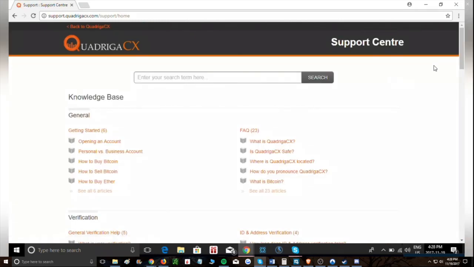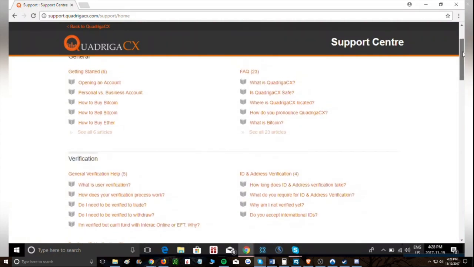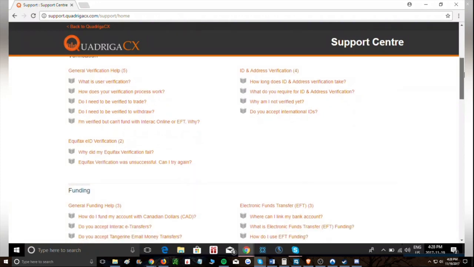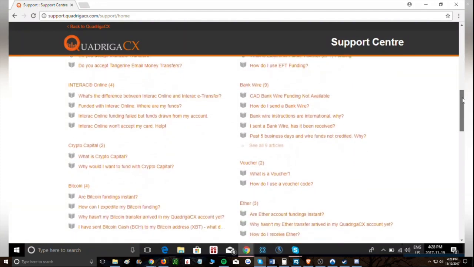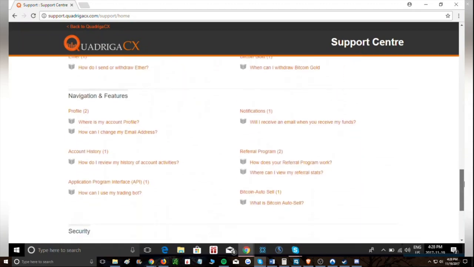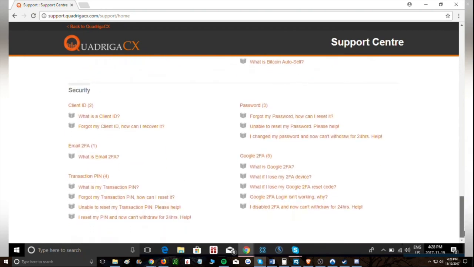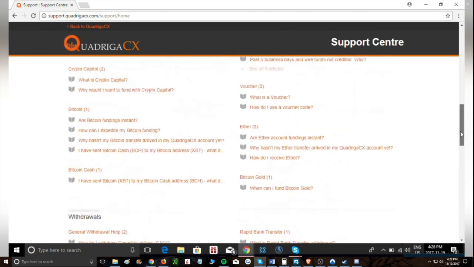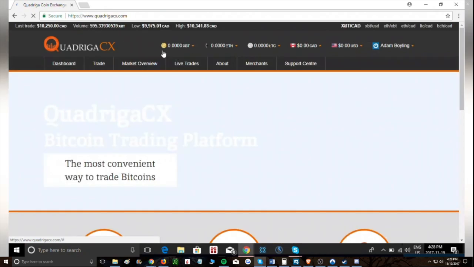Almost any question you can think of will have an answer, all the way from just general stuff about Bitcoin, how to get verified, how to fund your account. Like, look at all this. They go very in-depth for you. How to withdraw, and then navigating the site itself and other security measures down here. And of course, if your question is not able to be answered in this section, they do have a good support team too. Usually get back to you within a day, maybe two. So we'll come back here.